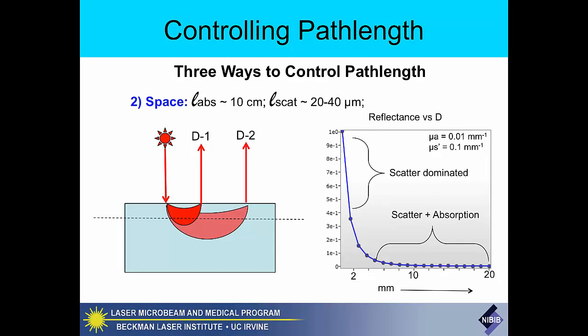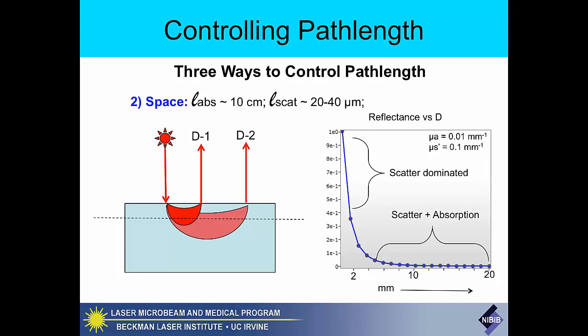The second way to control path length is spatial. And you learned about spatial frequency domain imaging. That's the image transform in the Fourier domain of an experiment like this, where you take an optical fiber, put it in one point, and then if you have detector fibers that are moved serially away, and we look at the reflectance as a function of separation of those fibers, the fiber that's closest to the source will be looking at more superficial tissue structures.